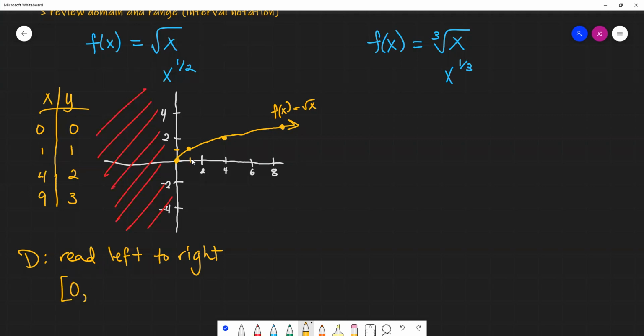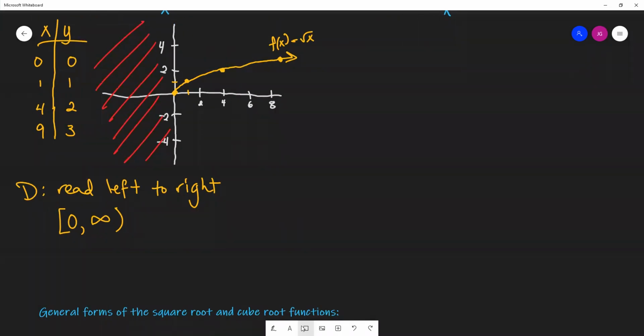As I keep moving to the right, my function is going and going and going, and this arrow indicates that it's going to go on forever. So then it goes off to infinity. And for my range, it's kind of the same idea, but for range, I'm reading bottom to top.